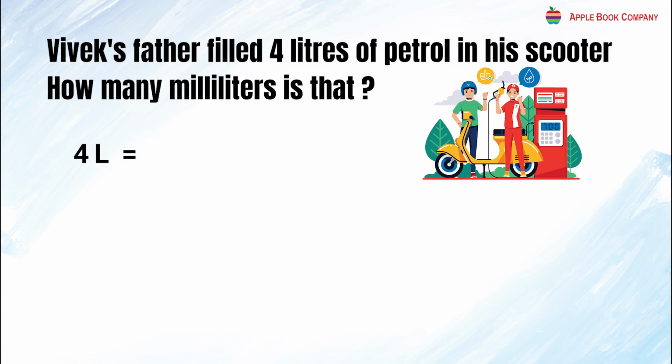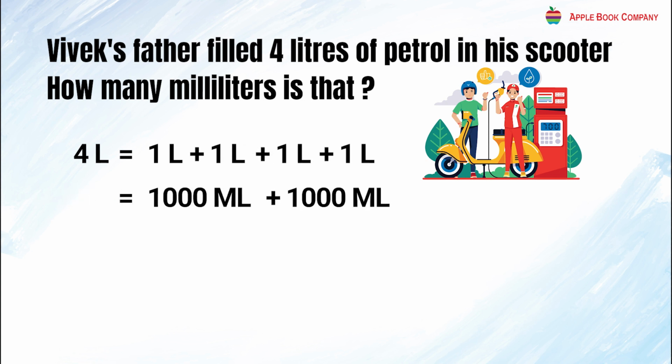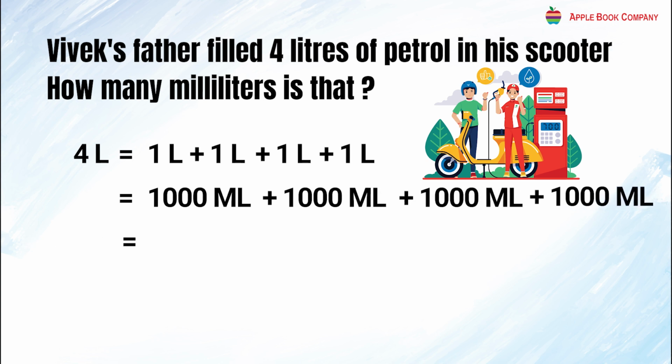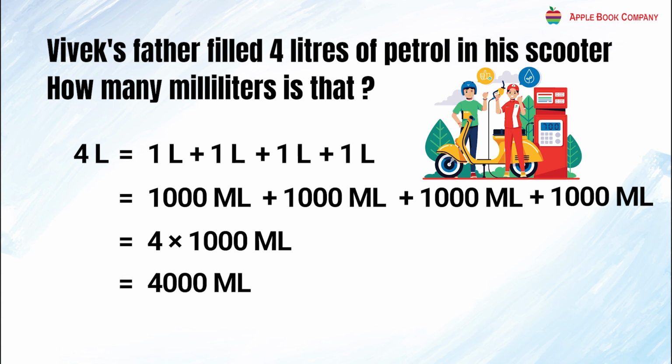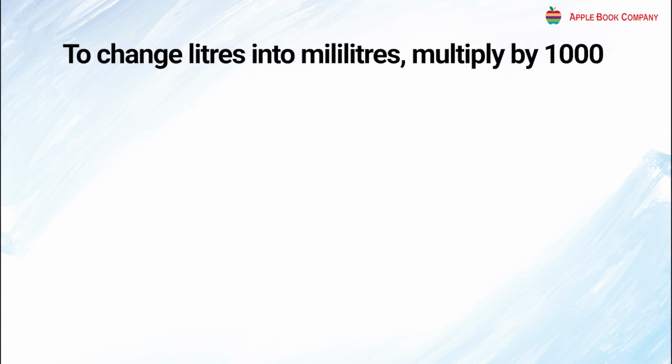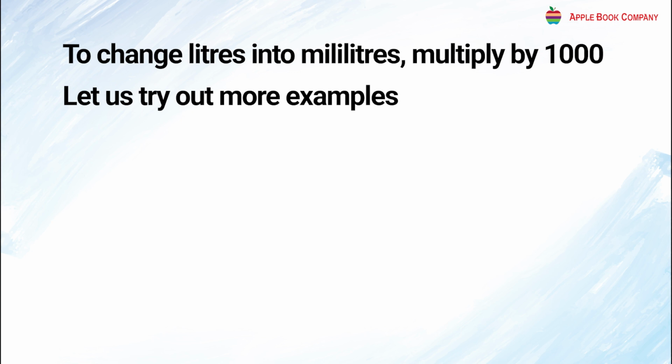4 L is equal to 1 L plus 1 L plus 1 L plus 1 L, which is equal to 1000 ml plus 1000 ml plus 1000 ml plus 1000 ml, which is equal to 4 into 1000 ml, which is equal to 4000 ml. To change liters into milliliters, multiply by 1000. Let us try out more examples.